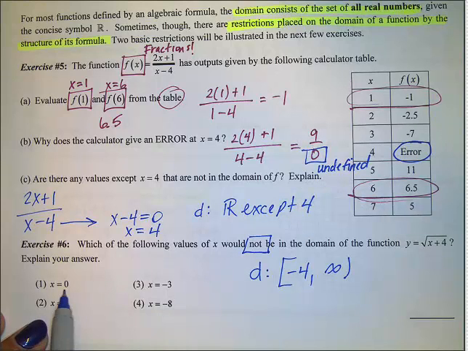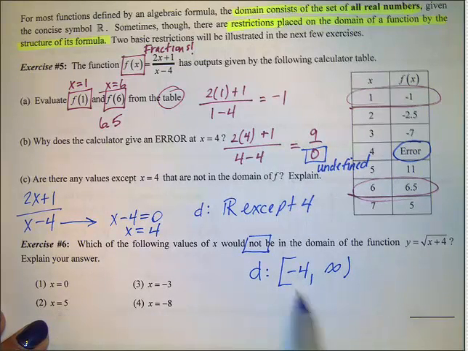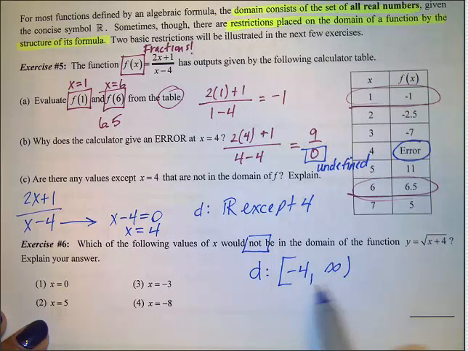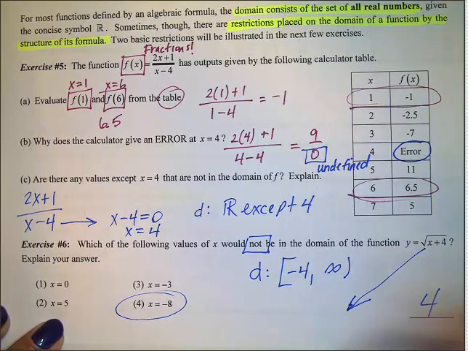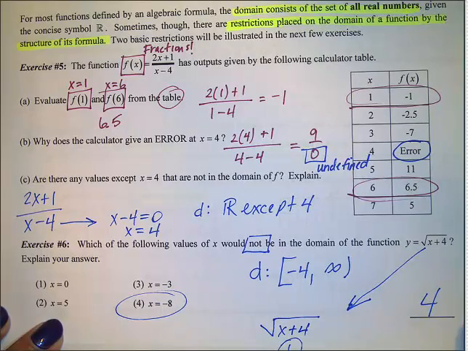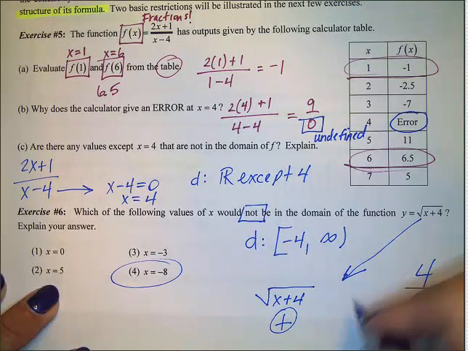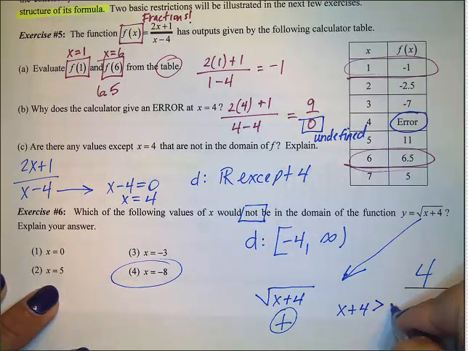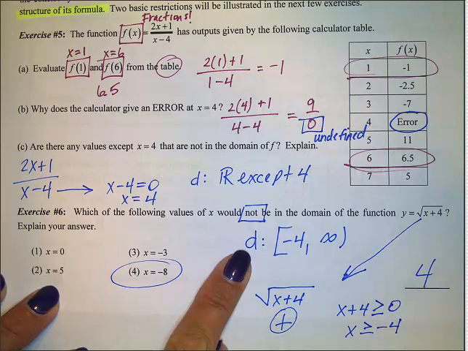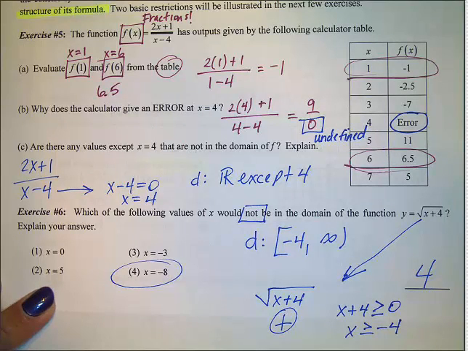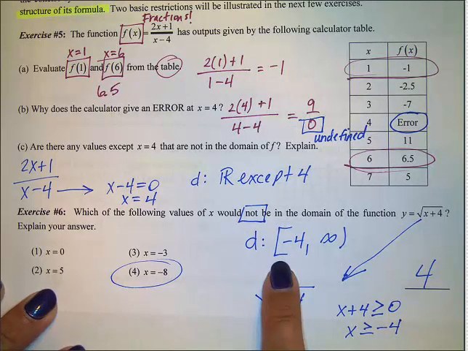So they want to know what would not be in the domain. So 0 is from -4 to infinity, 5 is from -4 to infinity, -3 is from -4 to infinity, but 4 is not. And how do we know that? Well, a radical, what's under the radical, has to be positive. Sorry, I'm off the screen. So x plus 4 has to be greater than or equal to 0. So if we solve this, x is greater than or equal to -4, which is the same as our domain of -4 with a bracket, which means included, to infinity.